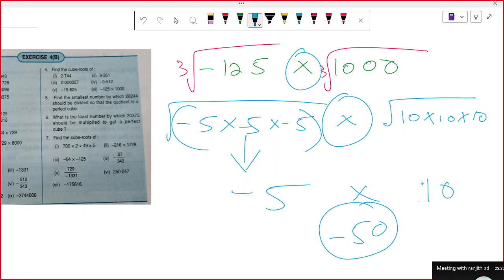Fifth and sixth question, mark it as pending. I'll teach you all in the last, the word problems. Shall we try the seventh question? Yes, sir. Okay, fifth and sixth, mark it as pending. Word problems, I'll do it at the end, once the chapter is done. Okay, if not, after revision.